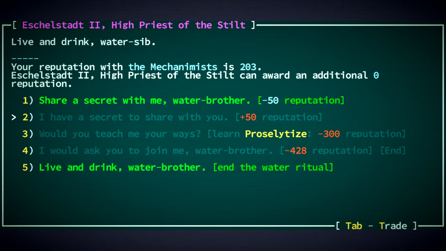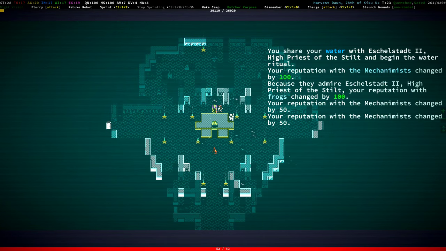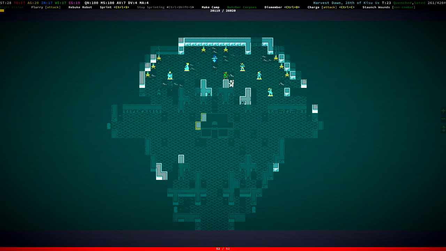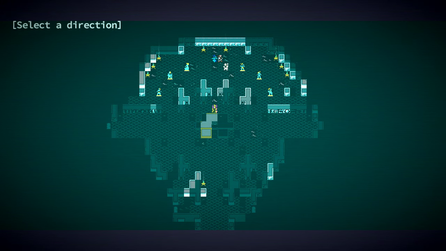So reputation is 203, but... So he's a Mechanimist. So if we give enough artifacts, he can teach us proselytize. And if we give enough after that, he will join us. So that's cool. And over here, hey, is that the glorious Shekhinah?